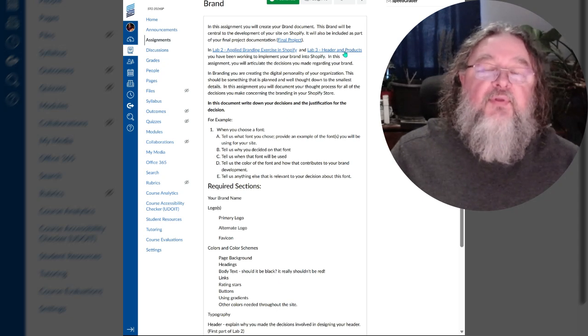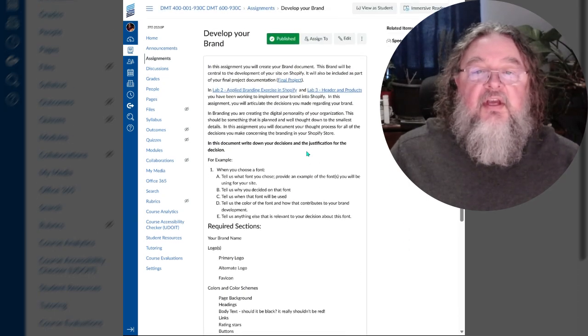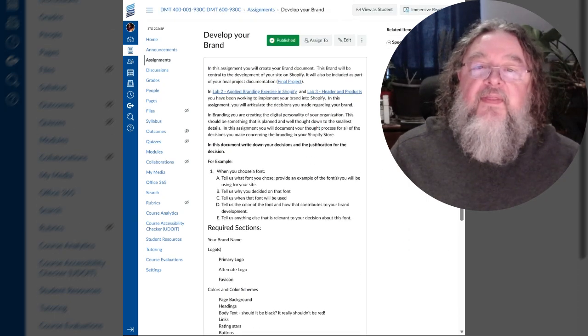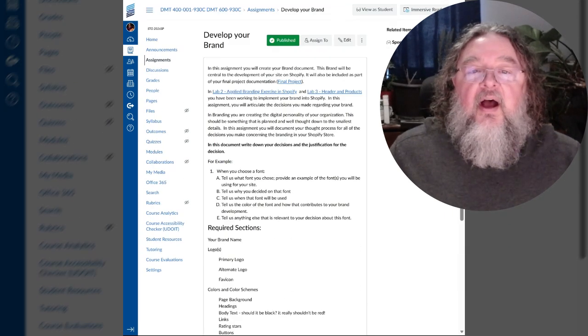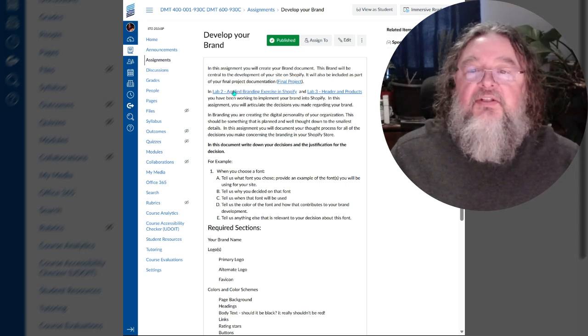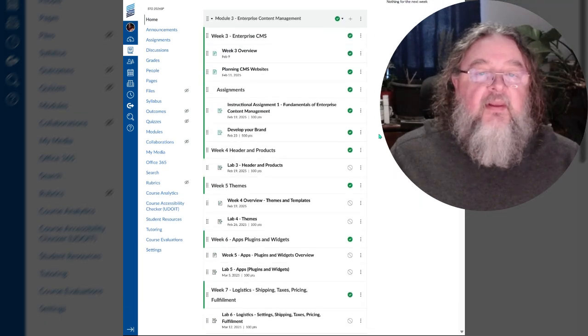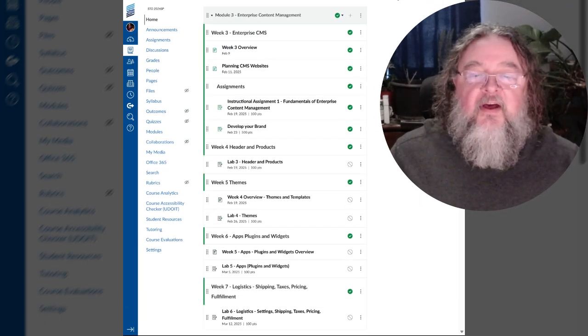We haven't done lab 3, so you don't know what's in lab 3 yet, but you can start filling out these sections so that you're not doing this at the last minute when that assignment is due, because it'll come due at the end of the same week where you're doing lab 3. I just wanted to touch base and let you see where we're at and where we're going. By now, you all should be up and moving in Shopify.